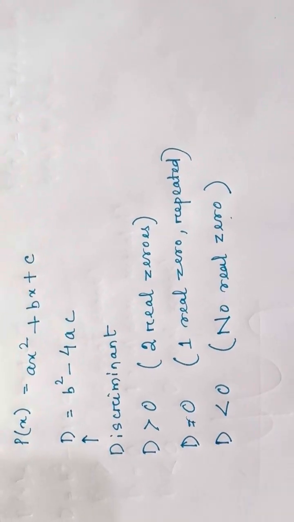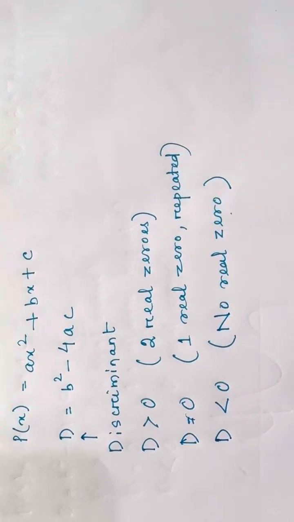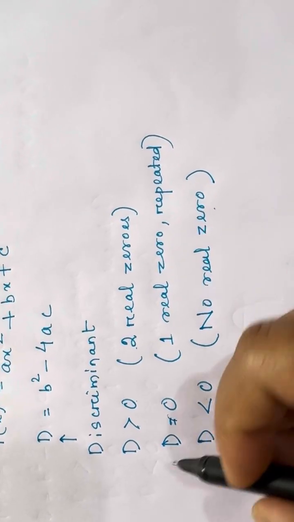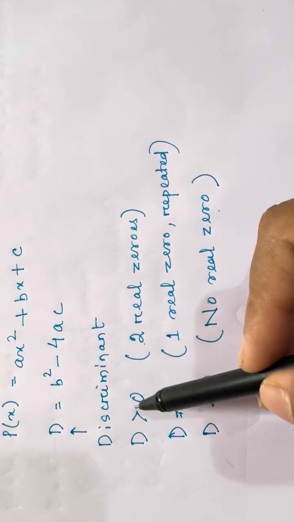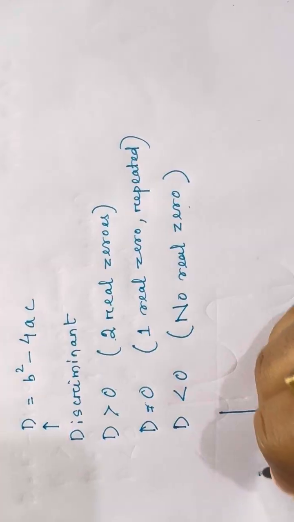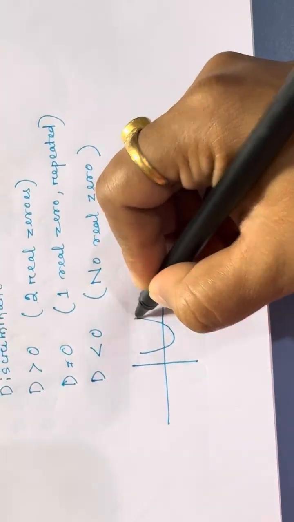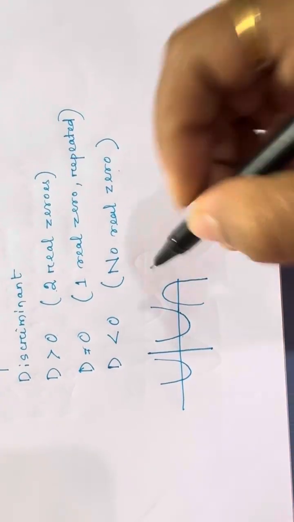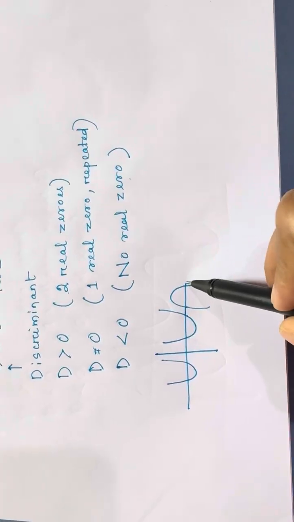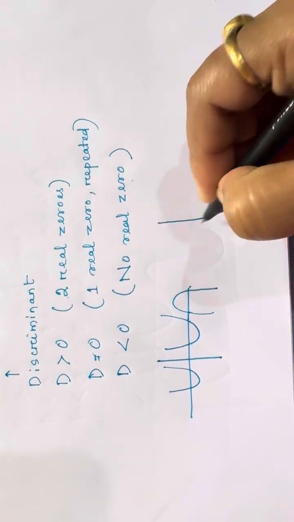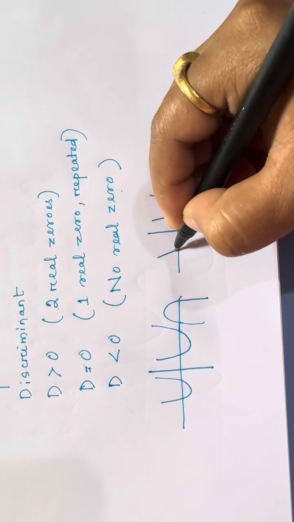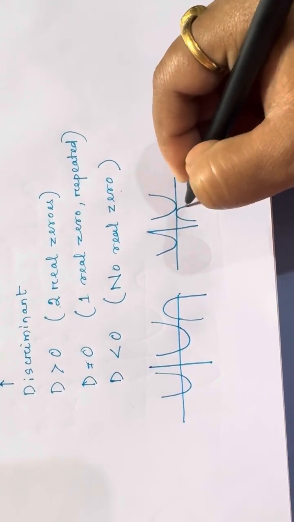So now let's recapitulate the graphical interpretation of these conditions which we have already discussed earlier. D greater than 0 is saying two real zeros. That means whenever discriminant is coming greater than 0, the polynomial graph will cut the x-axis at 2 points, somewhere here or here or like this. But when the discriminant is equal to 0, the graph will touch the x-axis at only 1 point, like this, or like this, somewhere, but exactly at 1 point.